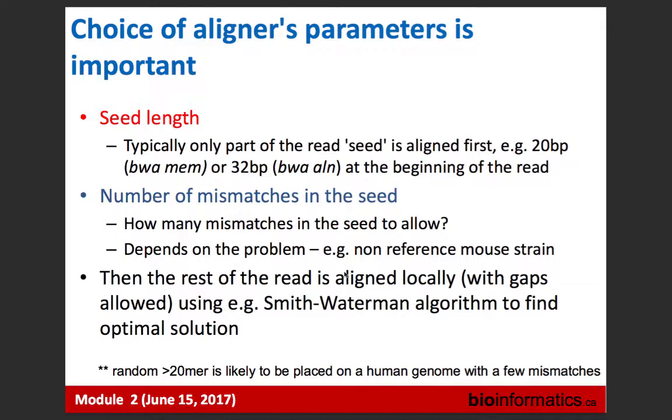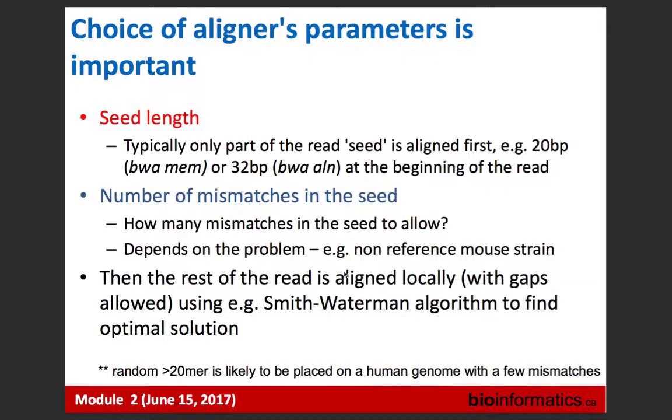So now, if we have the human genome and we have a random 20-mer, sometimes, if we use BLAST, like the historical aligner, we can place it in the human genome. So if we are above 20 base pairs, our alignment should be pretty good. So our seed length should be equal or more than 20. So what is the second parameter?